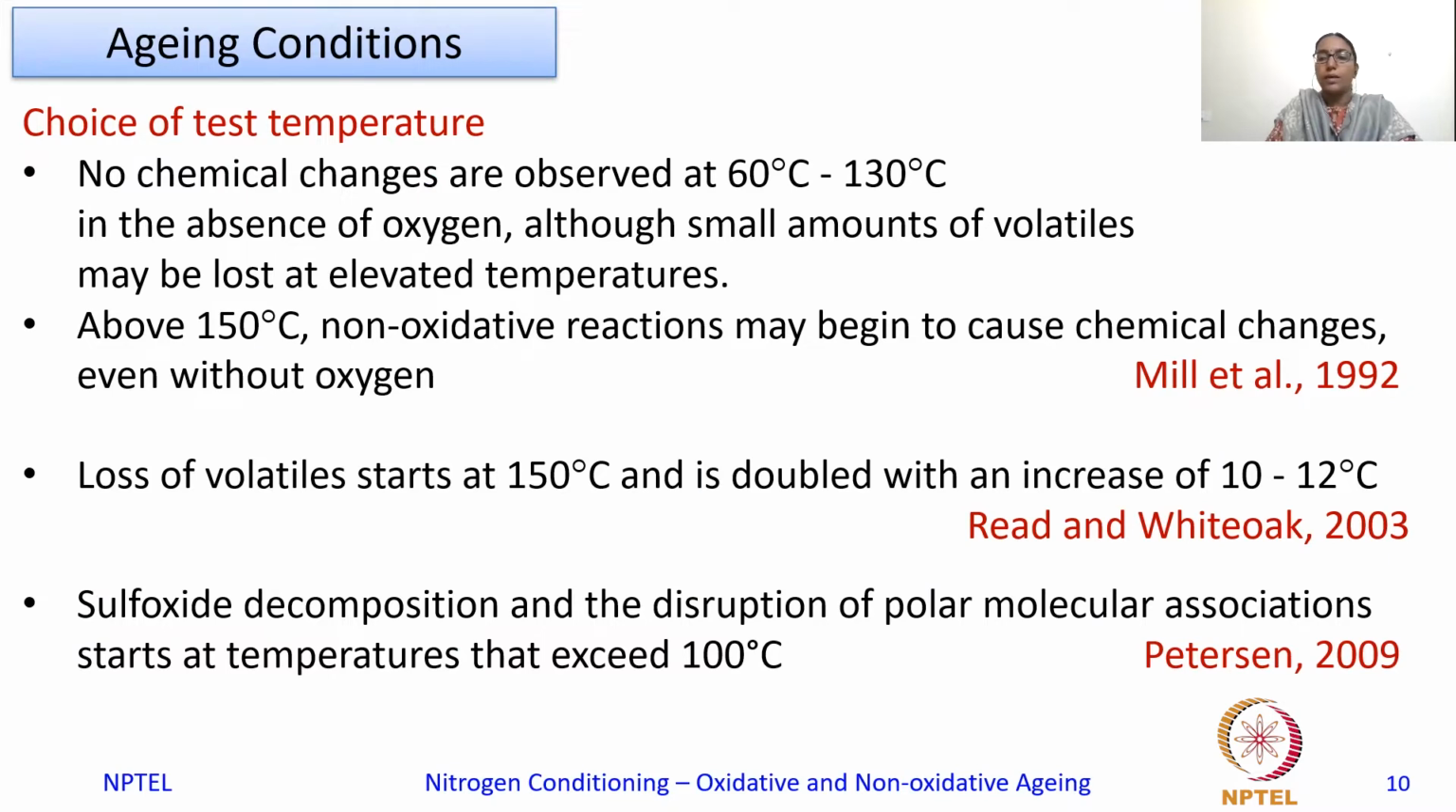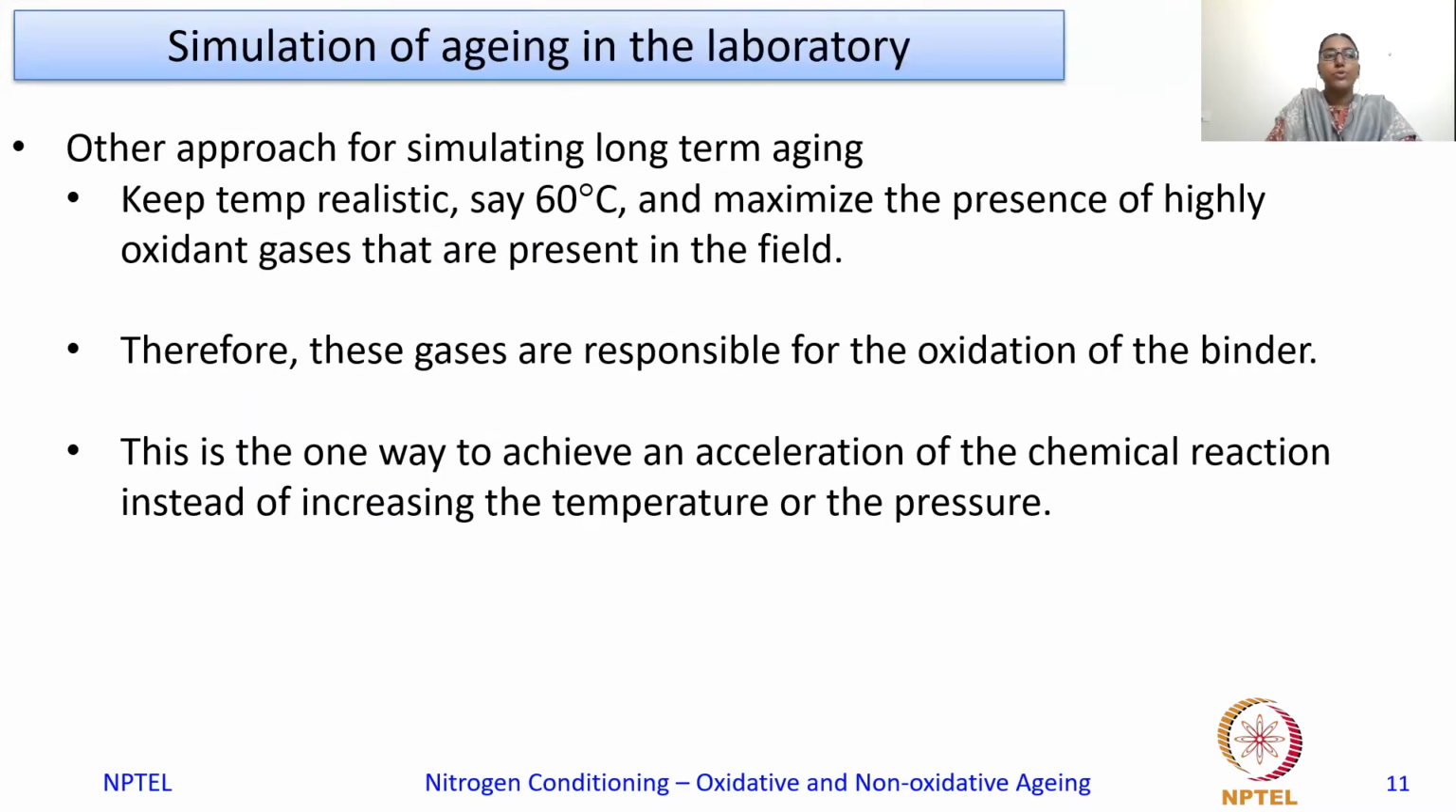And Reed et al. have shown that the loss of volatiles starts at 150 degrees Celsius and gets doubled with every 10 to 12 degrees Celsius rise in temperature, as per the RGT rule. And sulfoxide decomposition and the disruption of polar molecular association start at temperatures even at 100 degrees Celsius. So there are other approaches which are tried so as to simulate it more effectively.